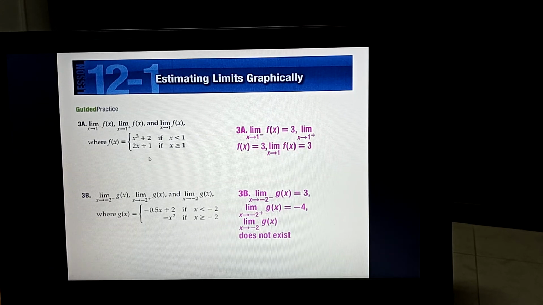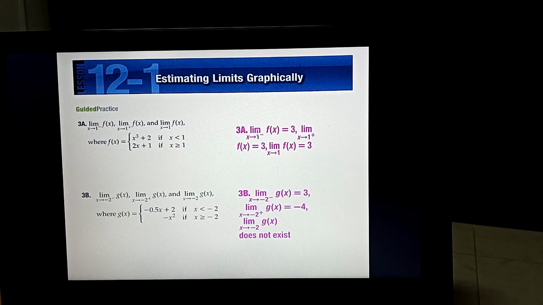Now what is the value of f of x when x approaches 1 from the right? From the right, it means I will use the second definition of this function, when x is greater than or equal to 1. Replace: 2 times 1, 2 plus 1 equals 3. So the limit of f of x when x approaches 1 from the right equals 3.